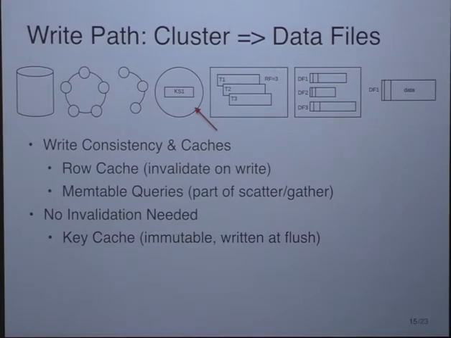Mem table queries. If you do a write and then a read of the same data, it's just going to come out of the mem table, which is an in-memory data structure. It's pretty fast. The key cache is not really a cache that has to be invalidated because it's an immutable part of the data file. Once it's written, the key cache doesn't get invalidated on write. The only time that the key cache gets invalidated is when two data files get compacted together, then a new key cache is computed for those two.